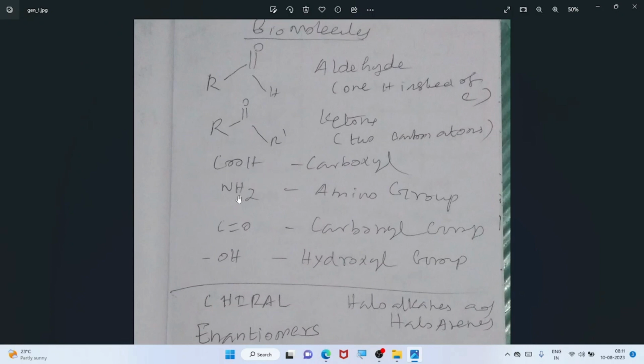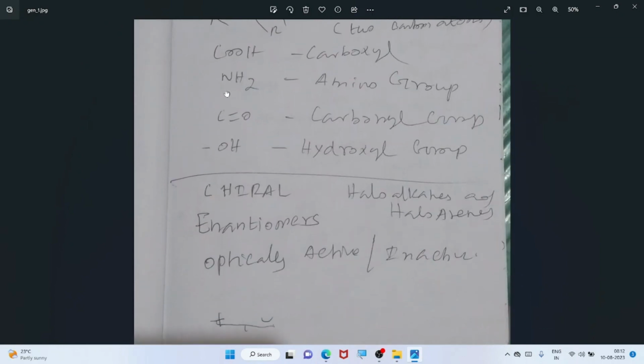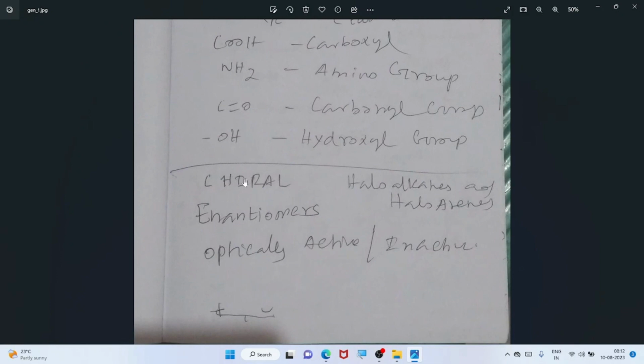This is the carboxyl group, COOH. This is the amino group, NH2. This is the carbonyl group, C double bond O. This is the hydroxyl group. In addition to that, from the haloalkanes and haloarenes chapter, you will learn what is chiral, enantiomers, optically active and inactive.